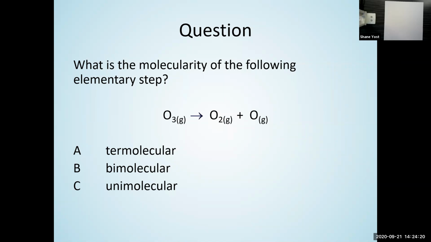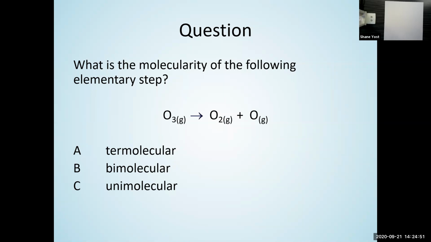So yes, it is unimolecular. The molecularity of an elementary step is just how many reactants do you have, okay? I have one reactant here, so it's unimolecular. If I had two reactants, it'd be bimolecular. Three reactants would be termolecular, and so on and so forth, okay? Now, termolecular reactions are a lot more rare to occur in an elementary step, and it's just because they're just a lot more rare to actually happen.